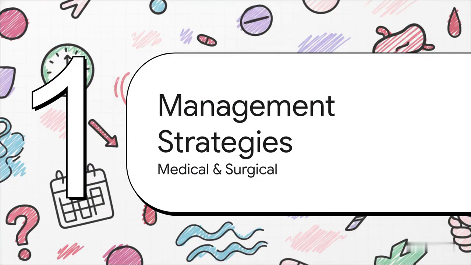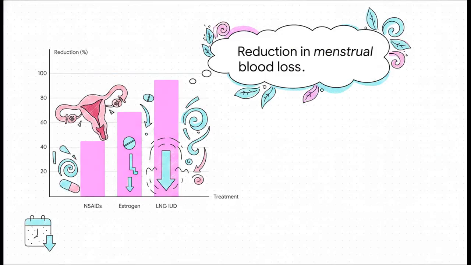Section 5. Management strategies, medical, surgical, and fertility considerations. All right, diagnostics are done. Now let's talk treatment efficacy. If we look at the high-end reduction of menstrual blood loss, NSAIDs can reduce bleeding by about 40 to 50%. Not bad. Combination oral contraceptives can get you up to a 69% reduction, but check this out. The 52 milligram levonorgestrel IUD boasts up to a massive 95% reduction. That completely blows oral medications out of the water, making it an incredibly powerful first-line therapy.